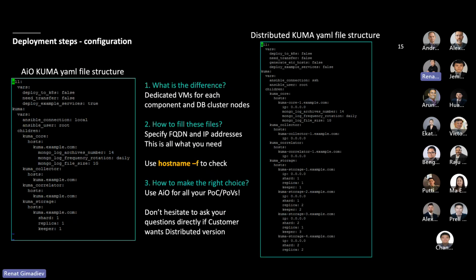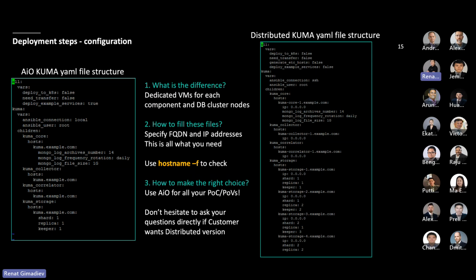So the next step is the configuration. You might have also seen these files previously during POCs or training sessions, but I want to highlight this topic because it's important to understand the difference between these two files and their structure. The main difference is quite simple. On the left side, you see the all-in-one YAML file. On the right, you see the distributed YAML file.